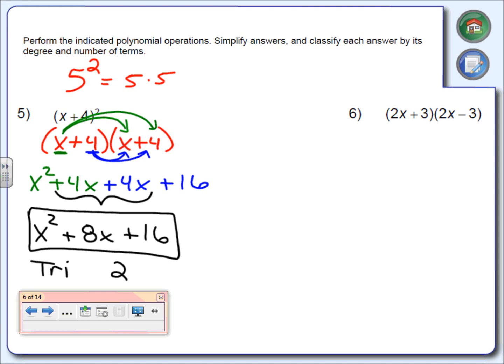Number 6 is just another multiplication of 2 binomials. So same exact thing we just got through doing. Let's take the 2x times the 2x, which is going to give us a 4x squared. 2x times a negative 3. 2x times a negative 3 would be a negative 6x.